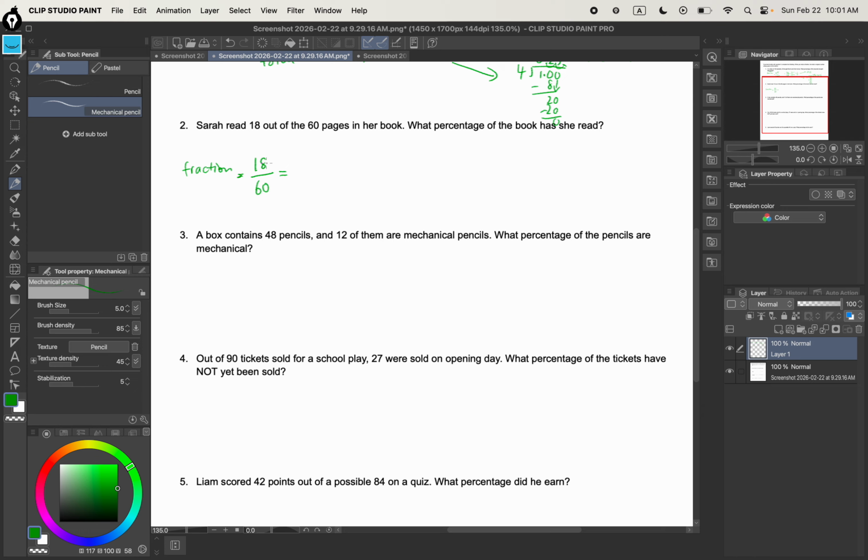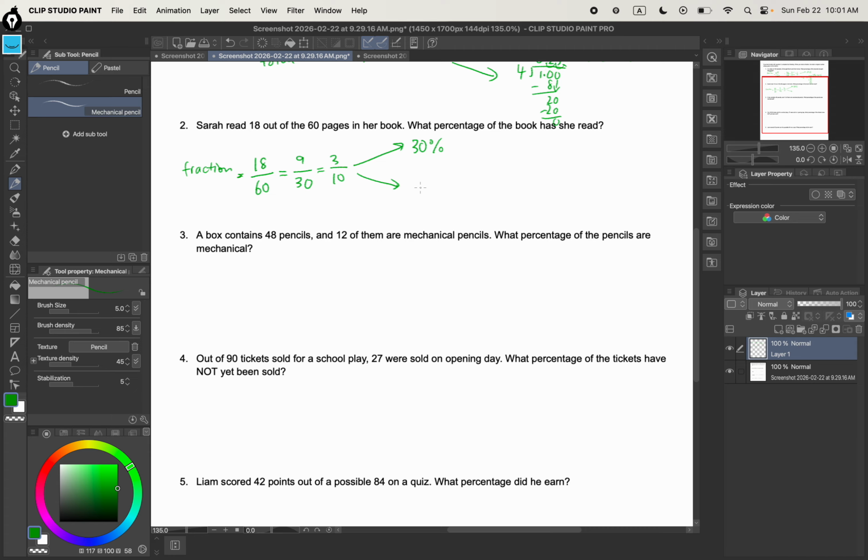Now we simplify because I don't want to do 18 divided by 60. I can divide both by 2. 18 divided by 2 is 9. 60 divided by 2 is 30. Can't simplify? Oh, no, I can. I can simplify this by 3 again. Divide by 3. Oh, 3/10. That's easy. Either you can say, I know that's 30%.